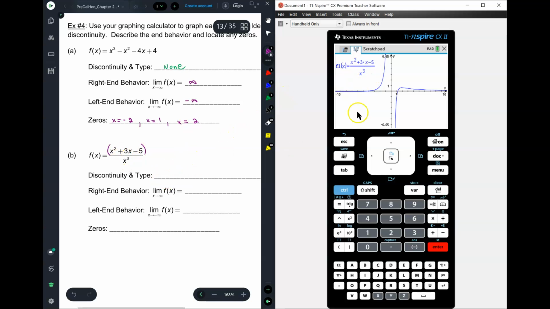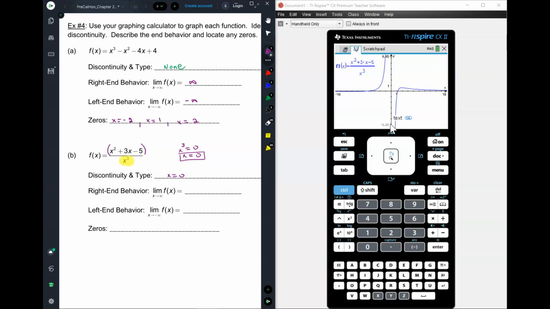Okay, so discontinuity and type. Do you see that there is clearly a break here, a vertical asymptote, an infinite discontinuity at x equals 0? We could have also known that just by looking at the denominator, because remember, if you have something in the denominator, you can set it equal to 0, and x equals 0 is where you have a discontinuity. Since x cubed can't cancel with anything in the top, that's an infinite discontinuity. Okay, you can see it also as a vertical asymptote on the graph.